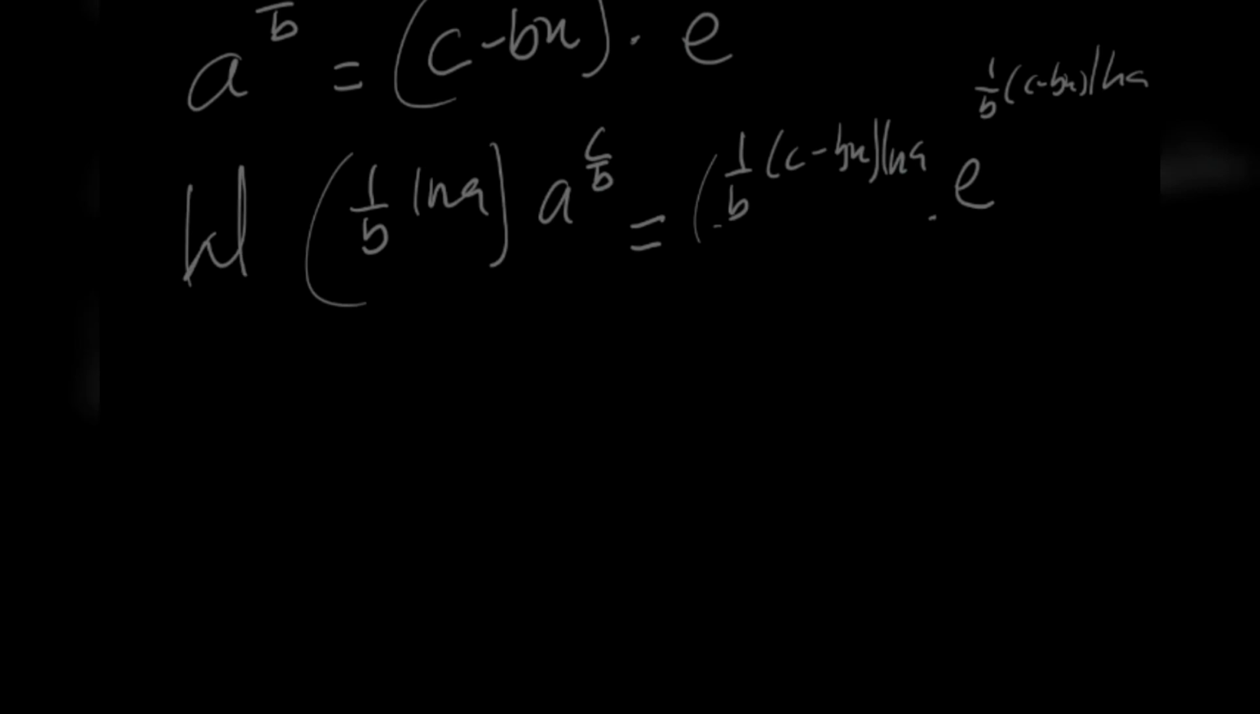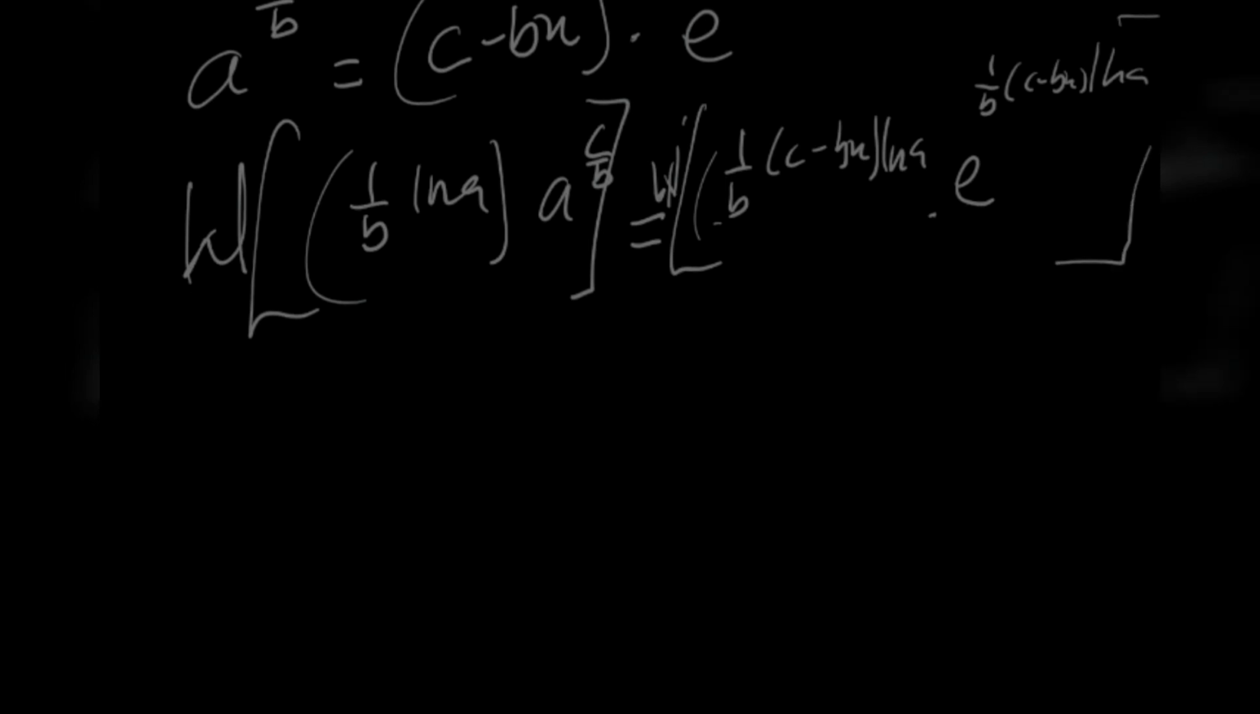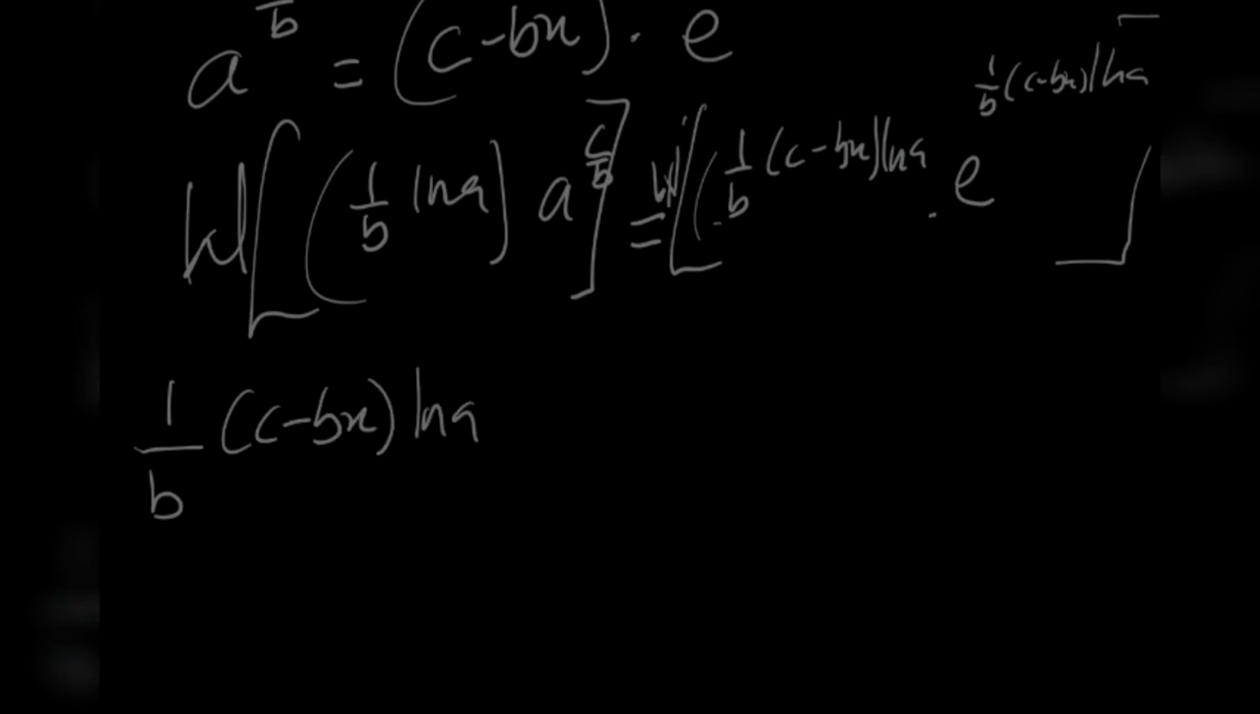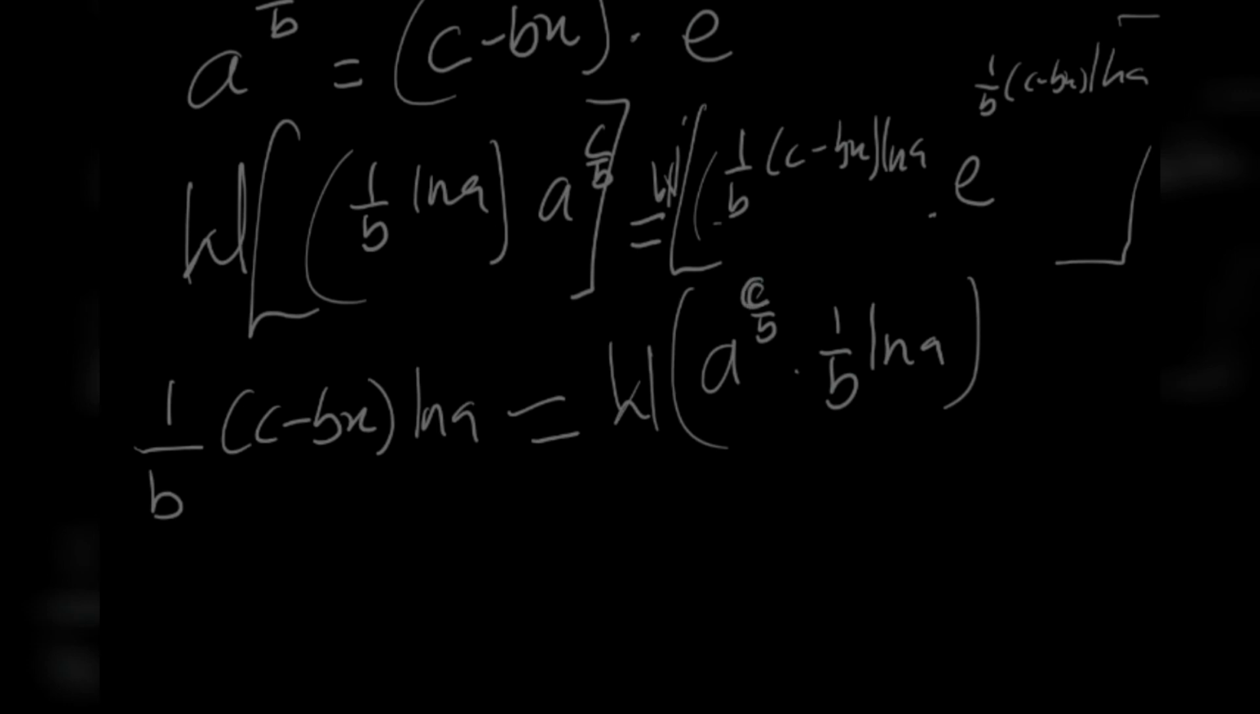With that being done, we can take the product log on both sides, and then this whole thing reduces to only this one. So we get 1 over b (c minus bx) ln of a equals the product log of a raised to the power c over b multiplying 1 over b ln of a. From here it's just some basic math. Making x the subject from here is nothing difficult.